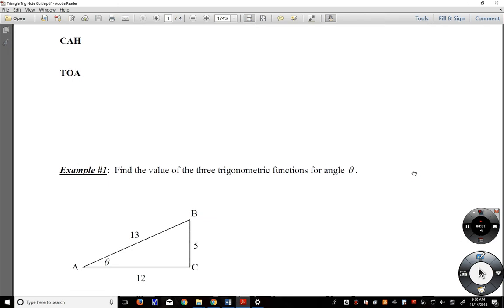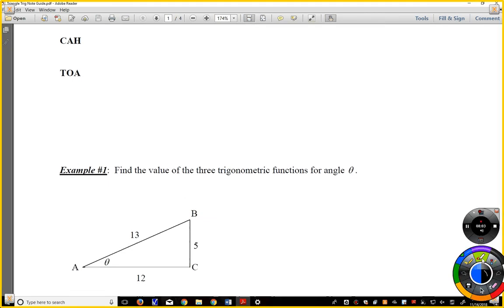So first, we're just going to write what the trig ratios are equal to. When you're writing a ratio, you're just writing a fraction. This one says, find the value of the 3 trigonometric functions for angle theta. That just means 3 things: sine of theta, cosine of theta, tangent of theta.